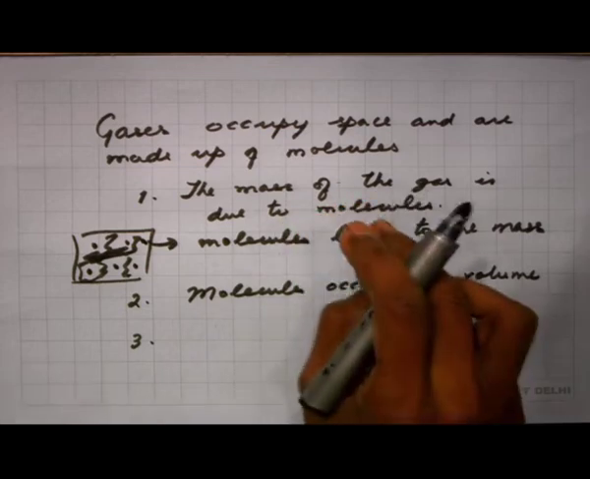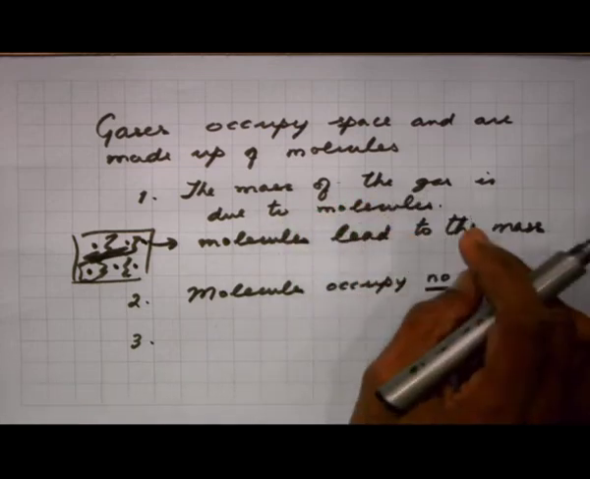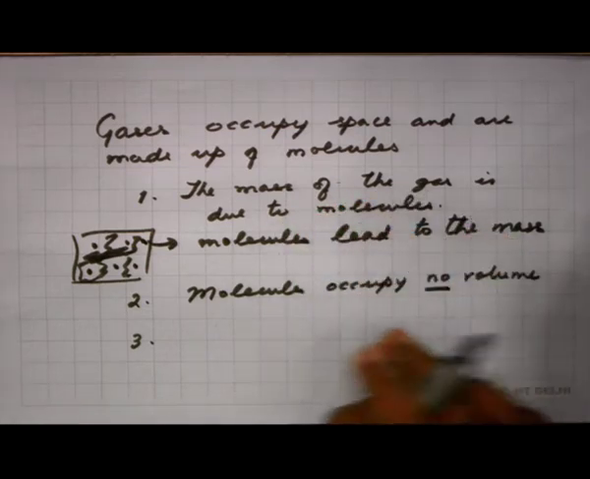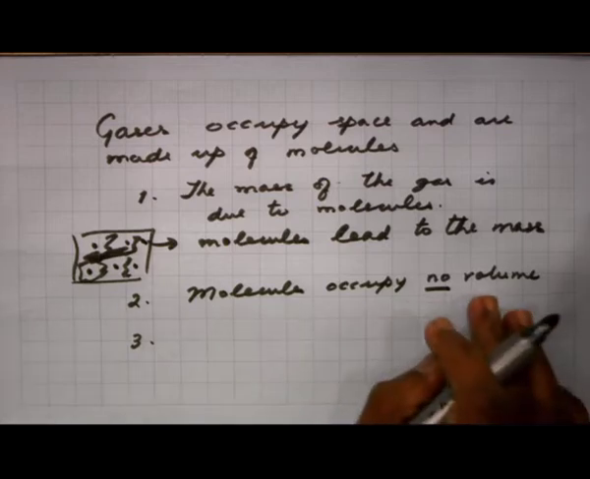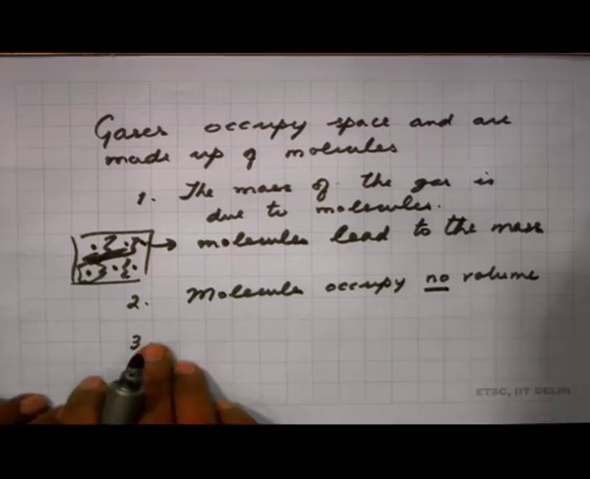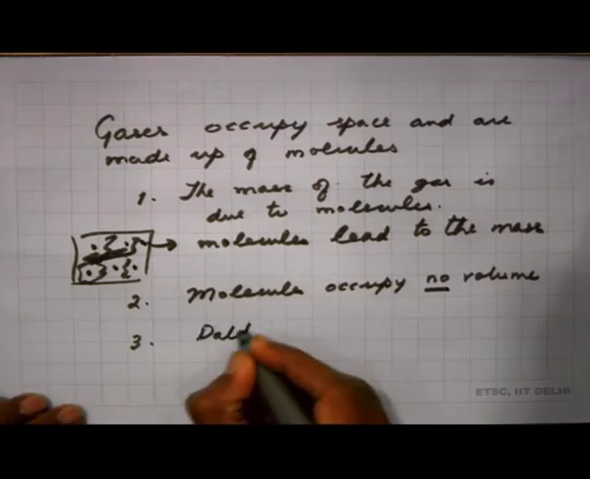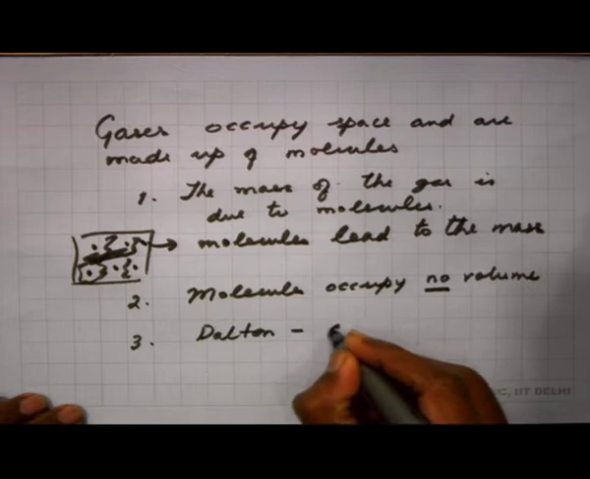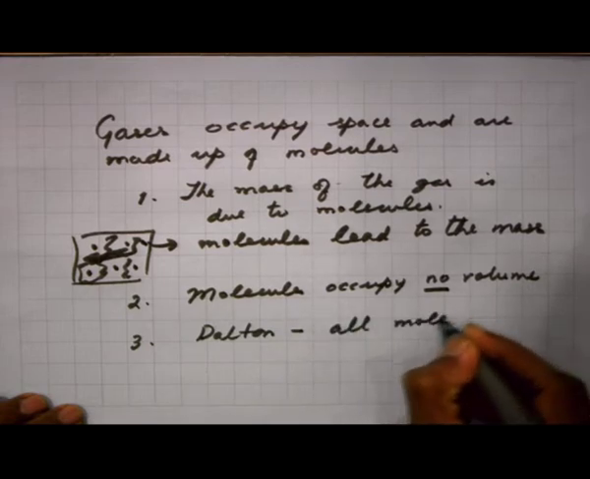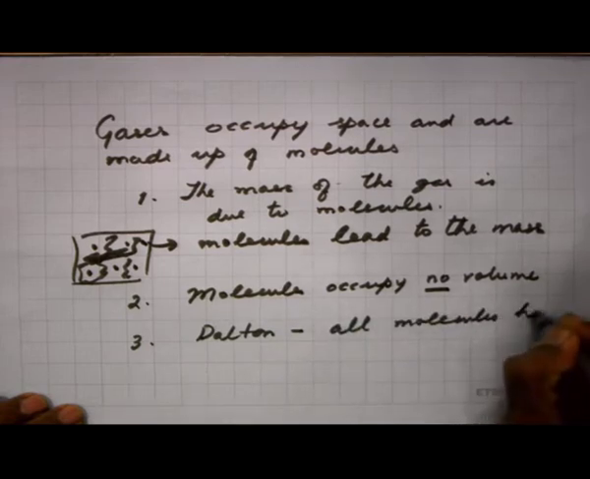So, the first thing is that the mass of the gas is completely determined by the molecules. The molecules occupy no volume, so 0 volume. And the third is that we know that from Dalton, all molecules have the same mass.